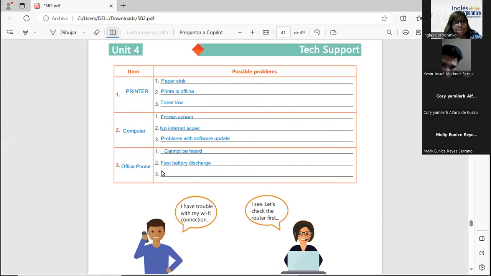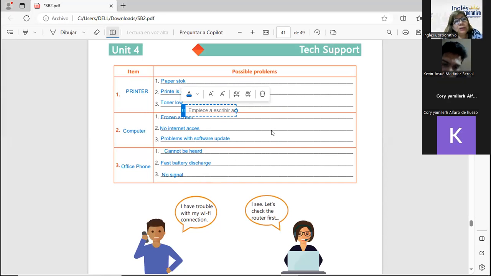Tema de red. No signal. No señal. No signal. Ajá, no signal. Creo que finishes, teacher. Yeah, printer paper stack with you, right? No, with O. Mrs. Spelling. A printer is offline. Toner. Okay. Toner is low.